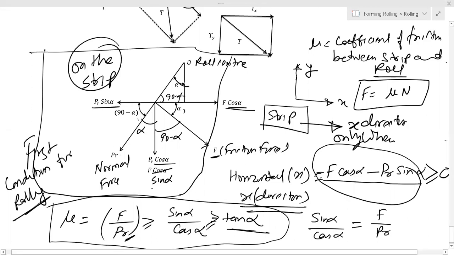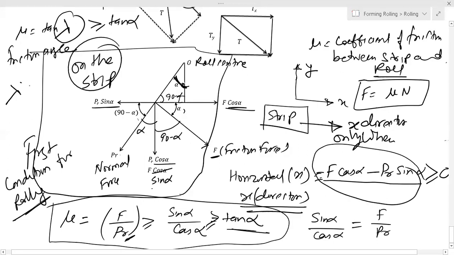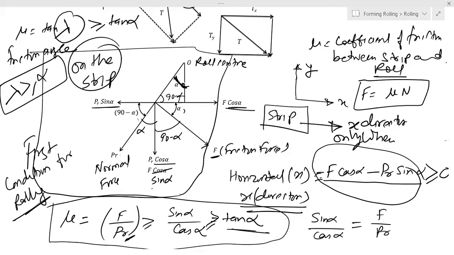And what is alpha? Alpha is your bite angle. It means mu is equal to tan lambda, and tan lambda is at least tan alpha. What is lambda? That is the friction angle. Means friction angle must be greater than or equal to, in limiting condition equal to, the bite angle. Has everybody understood this? Please write yes, no, maybe.